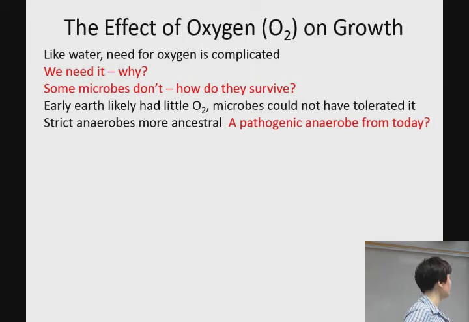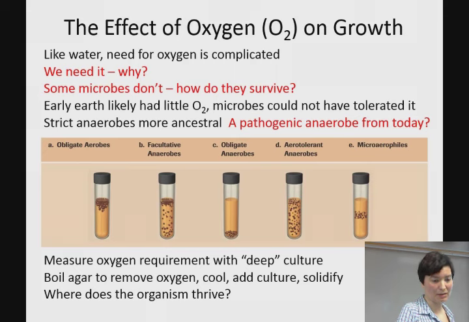Genetics shows that the strict anaerobes that are still living on Earth are more ancestral. And we have some very famous anaerobes kicking around, like the Clostridium genus, which includes a lot of anaerobes that make spores and can be pathogens. How do we determine these oxygen requirements? This is sort of a simple way. There are more complex and sophisticated ways. This is the one that you will do in this lab, not today. Basically what you do is you make a solid agar in a special way so that you drive the oxygen out of the bottom of it.